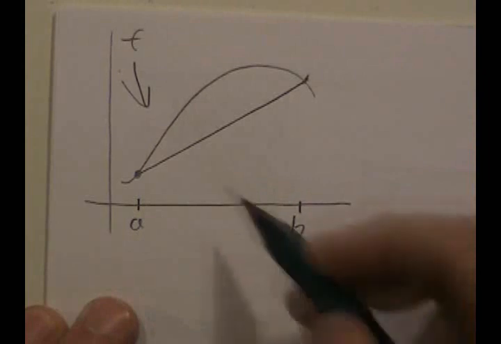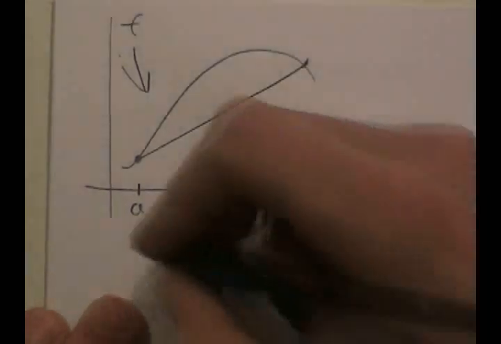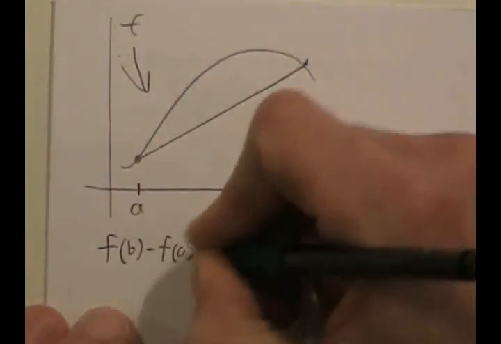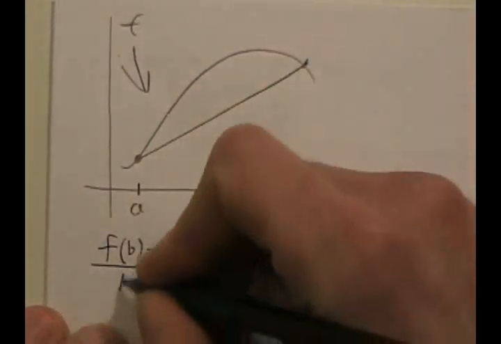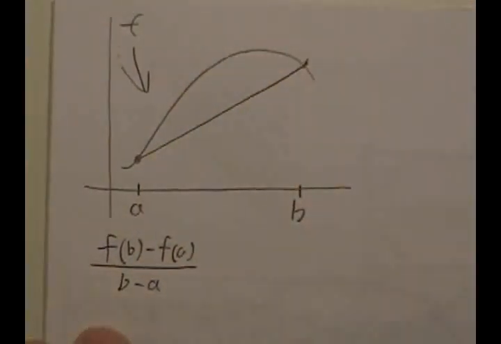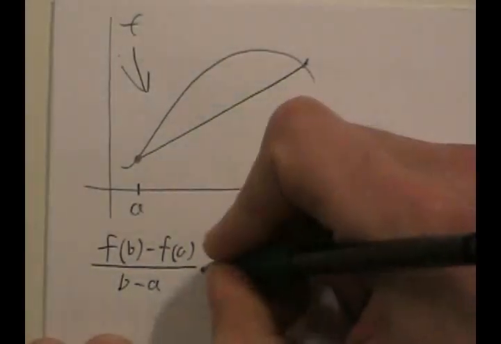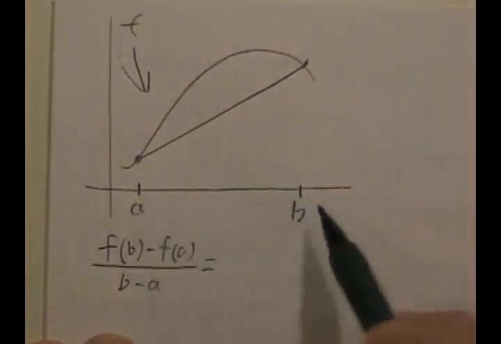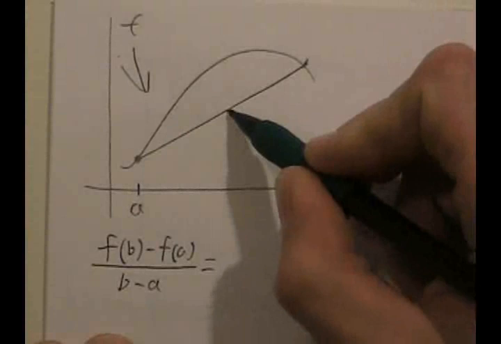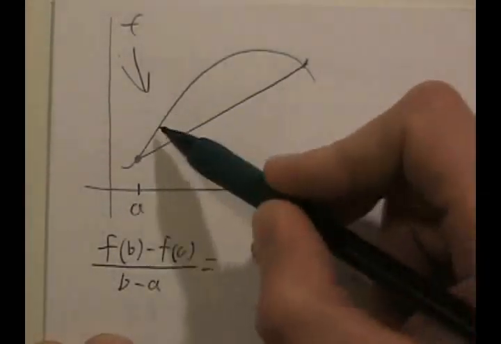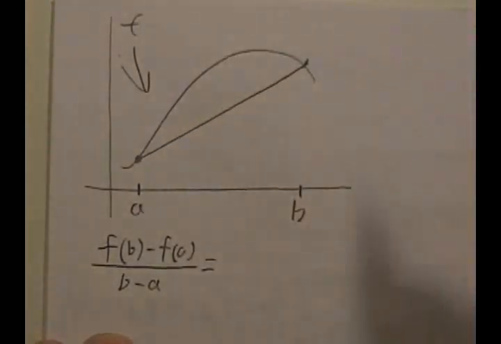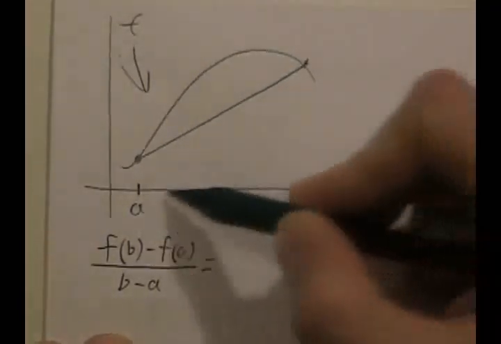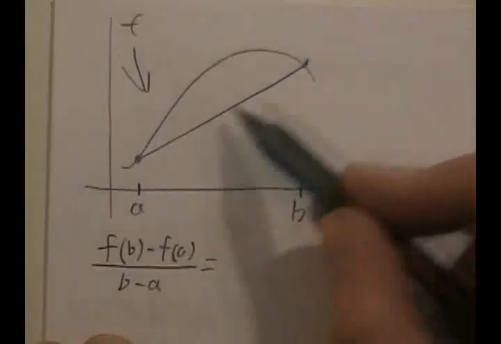The slope of that line we write as f of b minus f of a over b minus a, the same thing that you've been doing in algebra for years and years. It says that the derivative of this function at some point in between a and b must equal that slope. So it's about the derivative. The derivative of this function at some value of x inside here must equal the slope of this line.